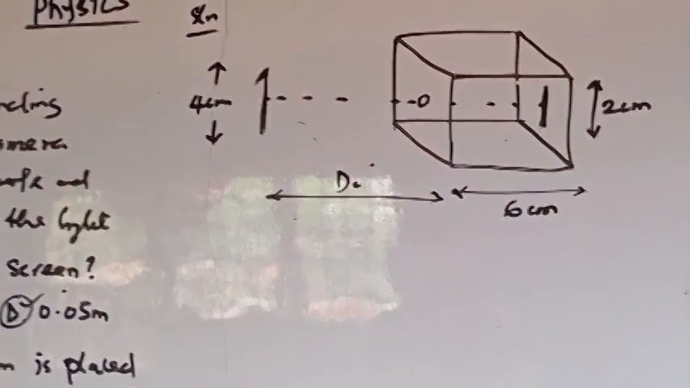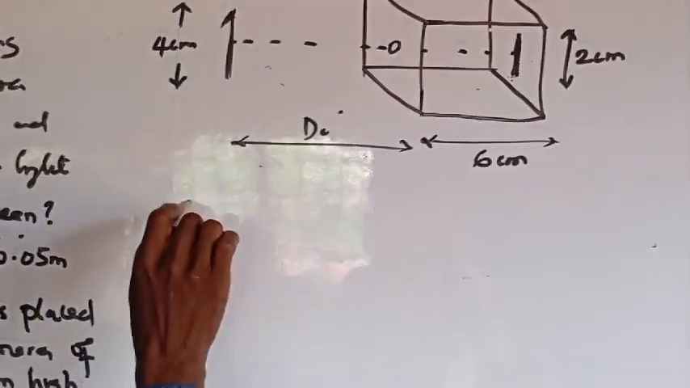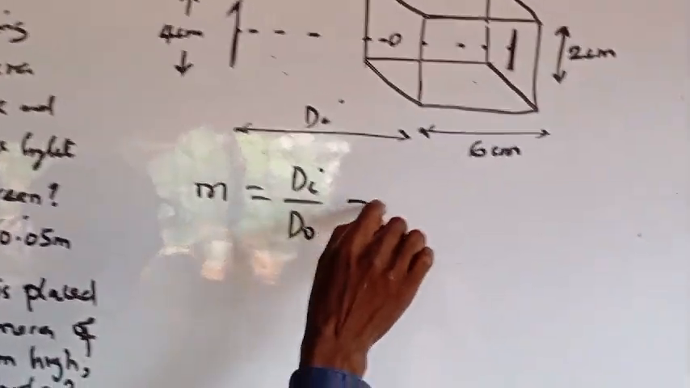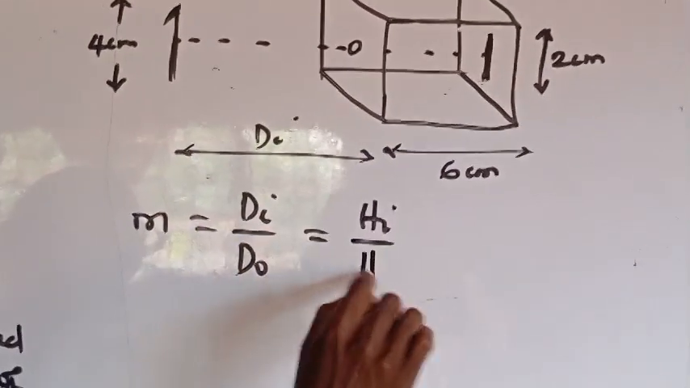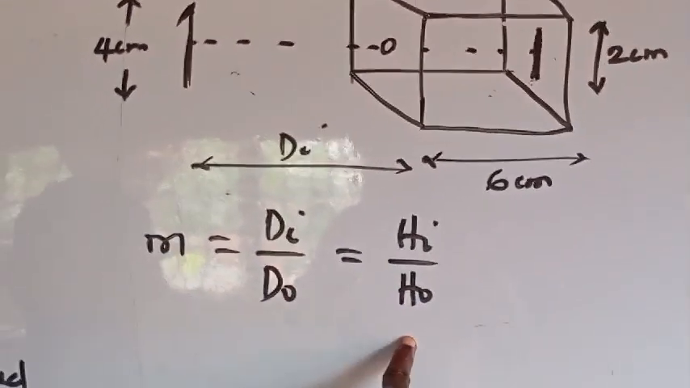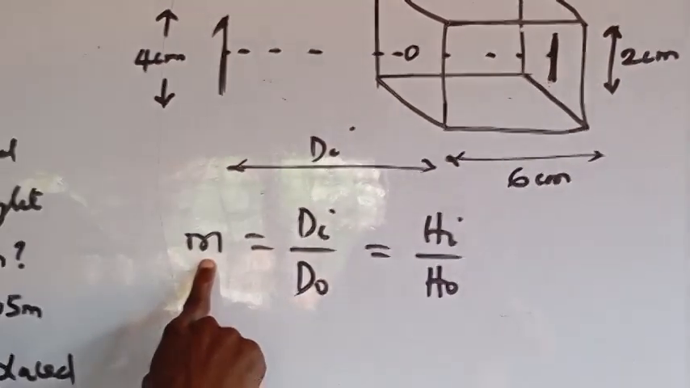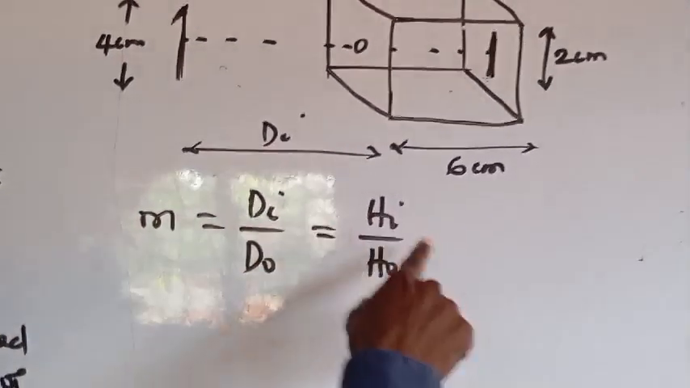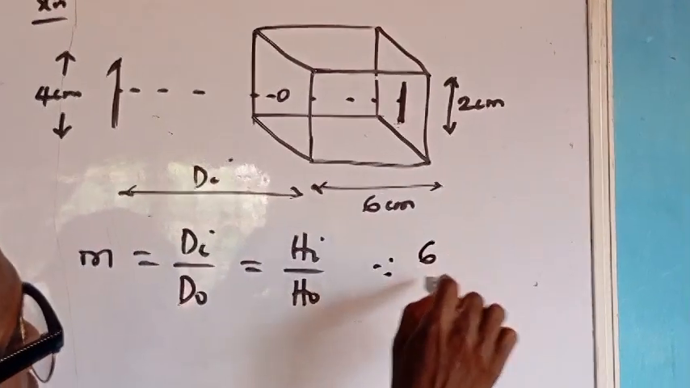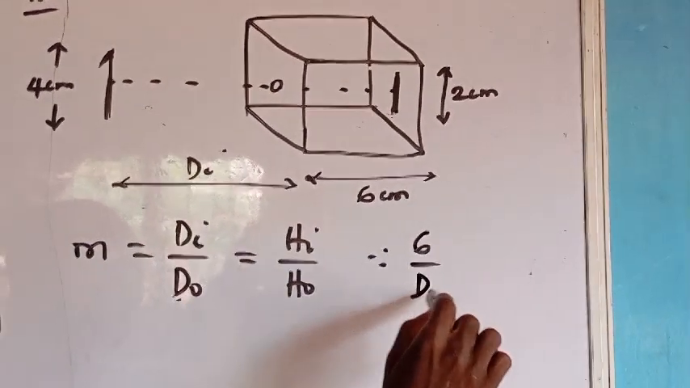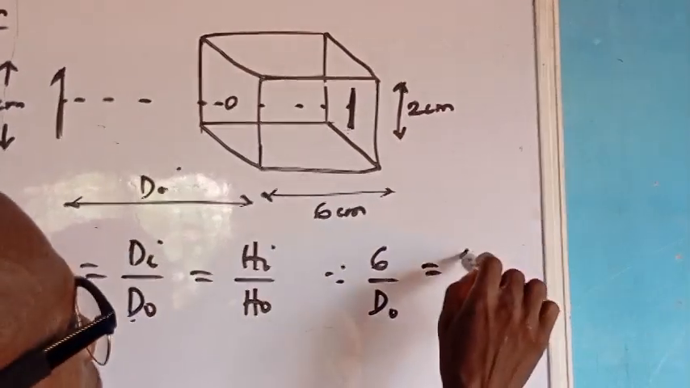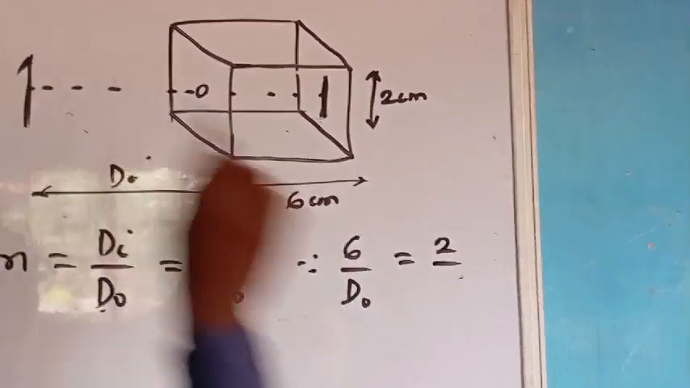In a case like this, we already know that magnification is this by this, equals this over this. Listen carefully. Magnification equals this. So what is our image distance? It is 6. Object distance is unknown; this is the object distance. Here we have image height 2, and object height 4.